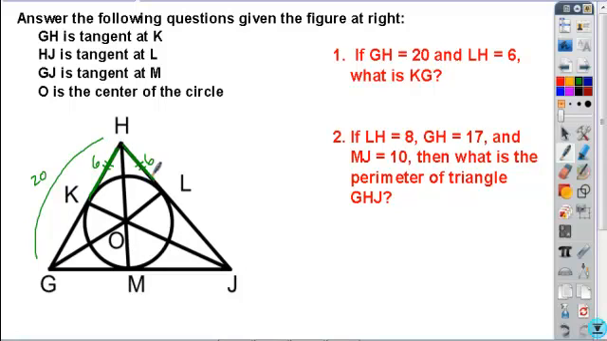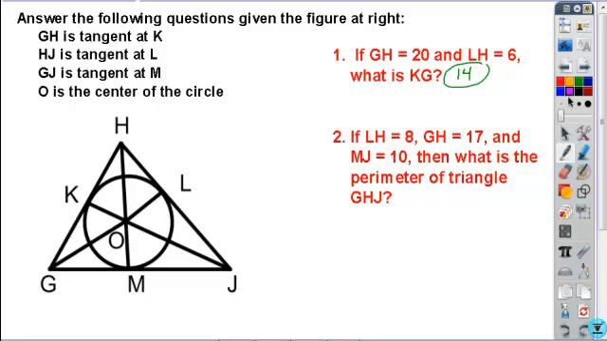So if the whole length is 20, we can use segment addition here to evaluate the remaining part, KG. If the part that's given is 6 out of that whole 20, what's left for the other part? 14. Okay? And so we know that KG would be 14 in that case. All right, see if you can just take a second and answer the question to see, can you find the perimeter of this triangle given the conditions of problem 2?